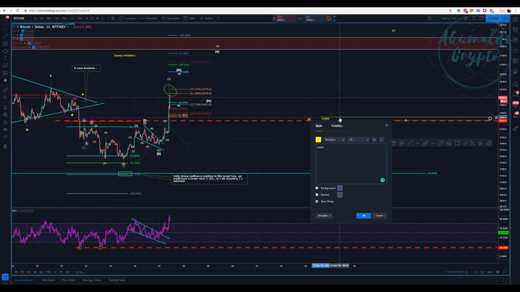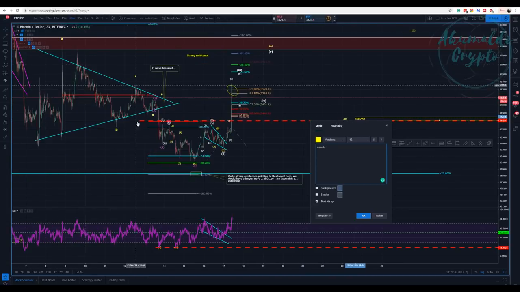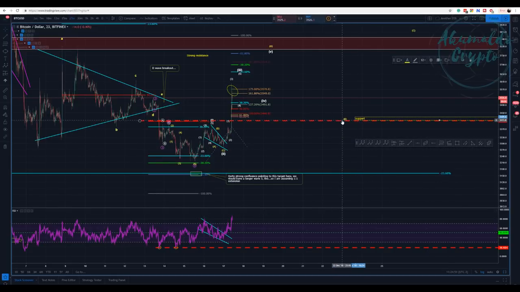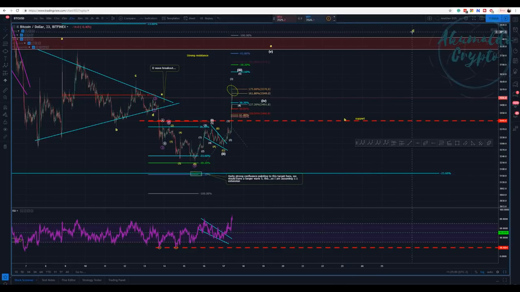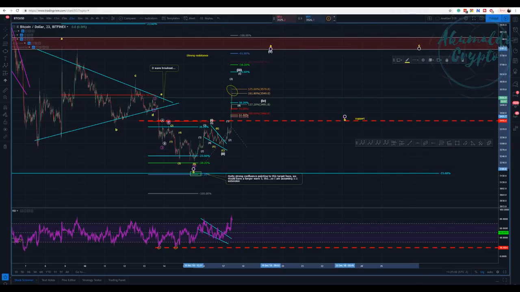I'm using this because this was the breakout line for this triangle here, okay? Support now. We might test this thing as a support for our wave B, sorry guys. This would be a higher degree than this thing here, so anyway, it's not invalid, it's nothing like this.